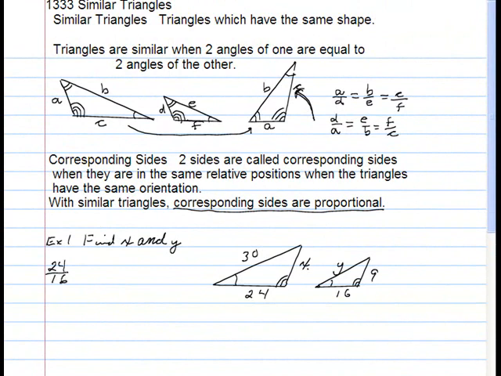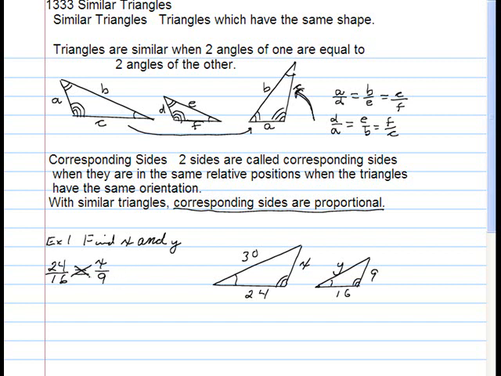Now suppose I'd like to find X. The corresponding side to X is not Y, so don't stick them in the same formula. X is on the right, Y is on the top. The corresponding side to X is the 9. Now in my original ratio I put big over small. The X is bigger than the 9, so again I put big over small. And there's my setup, and now I can solve for X.